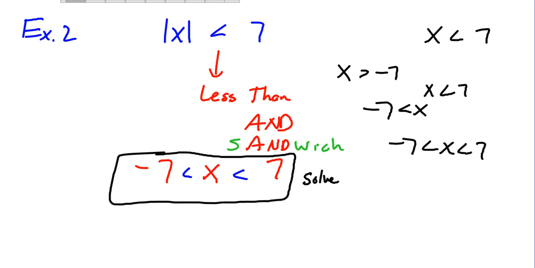Okay, now they'll probably ask you just to graph in this case. We've got 7 and -7. And when you get finished, open circles, and it's just everything in the middle.